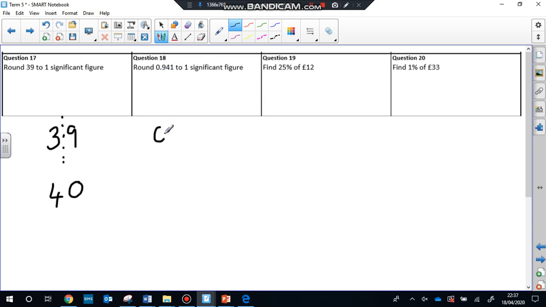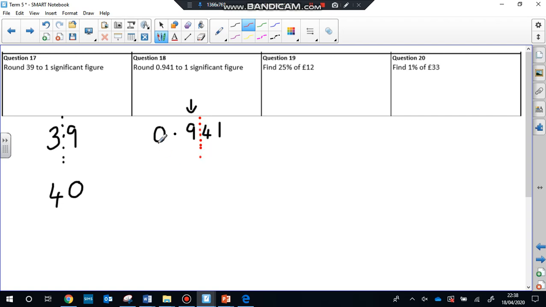So we've got 0.941. And I'm looking for the most significant digit. Now, there's nothing in the units column, and there's nothing in the tens column and so on, so I'm not worried about any of these. My first significant digit is this one here, in the tenths column. So my cut-off point is going to be here.